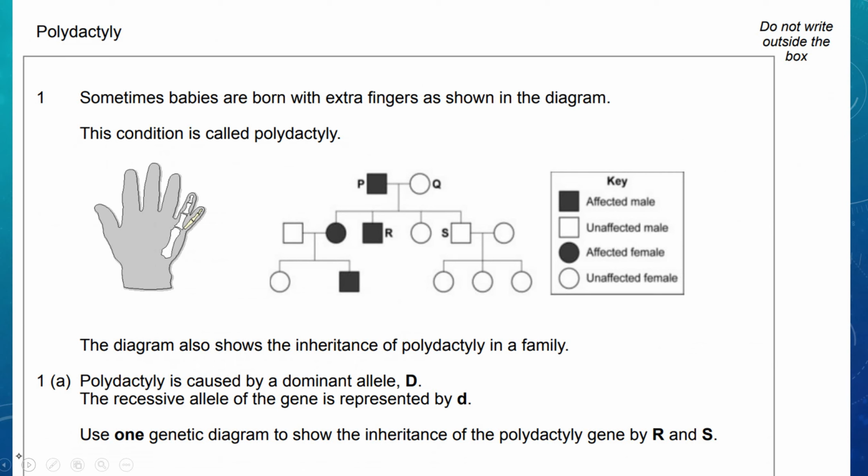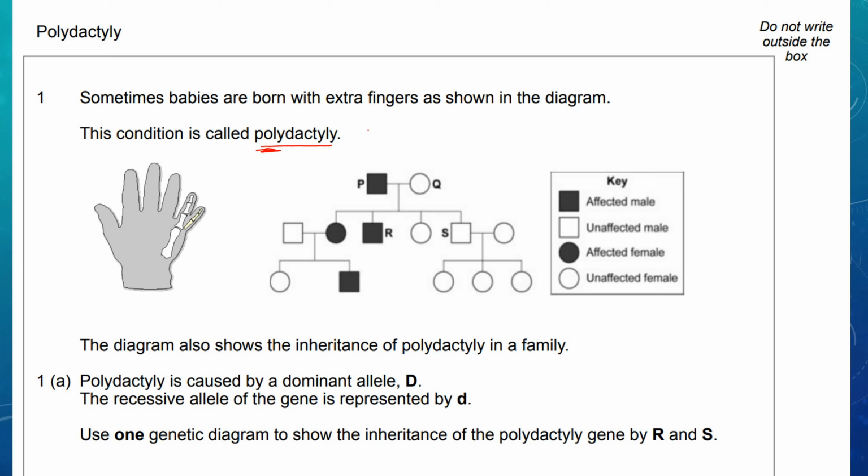This question is about a condition called polydactyly. If you look at the diagram here, you should notice that there's something a little bit unusual in that this person, instead of having our five fingers, has got an additional finger here. This condition is called polydactyly. That word poly means many, and dactyl means digit, so it can be a finger or a toe.